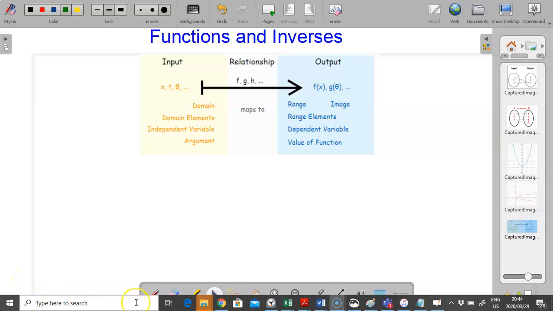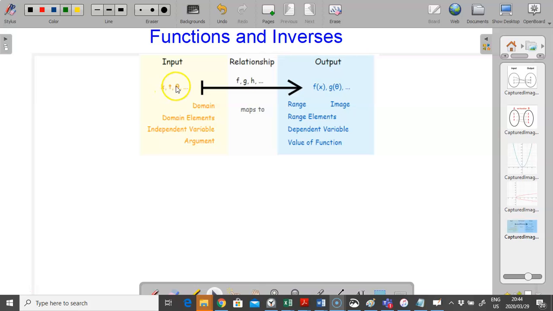Okay, so let's have a look at functions and inverses, which is the next section that we're going to be talking about. Now, what I've done is I've pasted this here. I found this from mathsisfun.com, and it gives a good summary. But we know that generally we've got an input, we've got a relationship, and we've got an output, right?